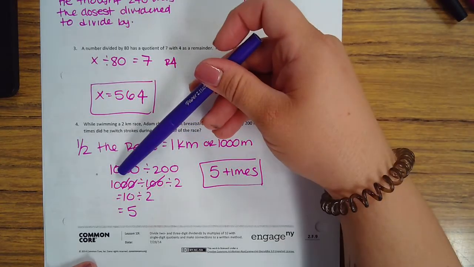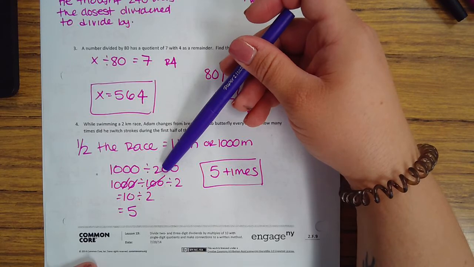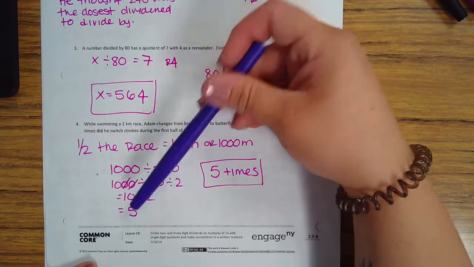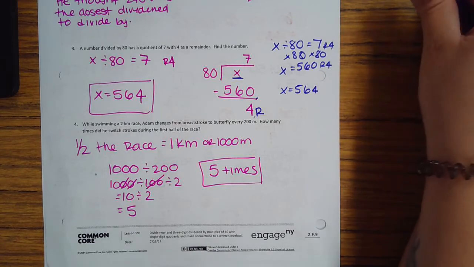So I take 1,000 meters divided by 200 meters because he changes his stroke every 200 meters. And after breaking it down, I find out that he changes his stroke 5 times throughout the first half of the race.